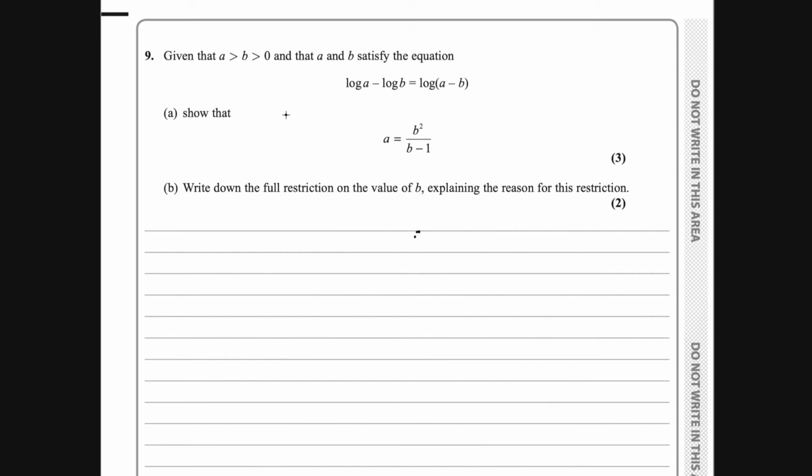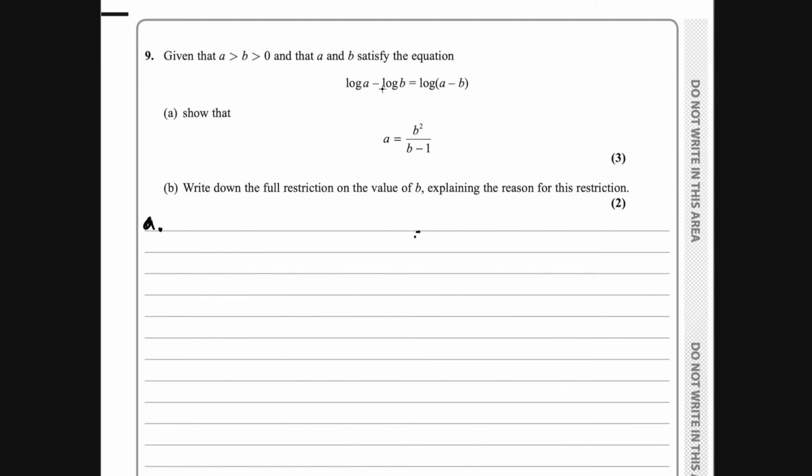For question number 9, we are told that given that A is greater than B, which is greater than 0, and that A and B satisfy the equation log A minus log B equals log of A minus B, show that A equals B squared over B minus 1. So it's clear that what we're going to have to use are log rules, applying those in such a way that we're able to manipulate this such that it becomes this.